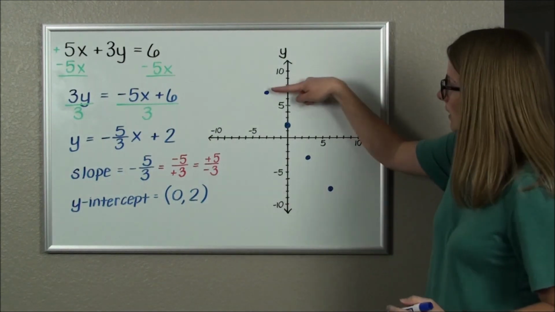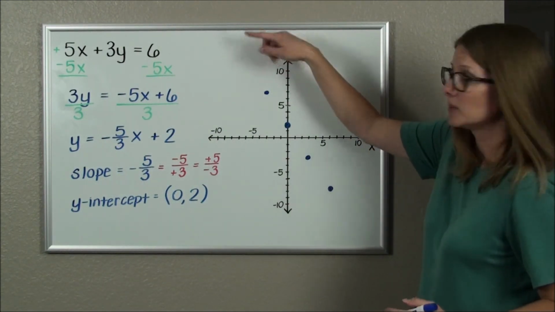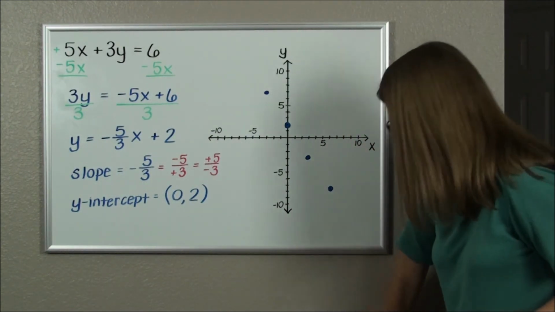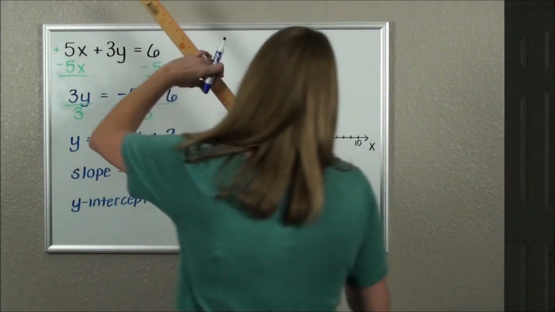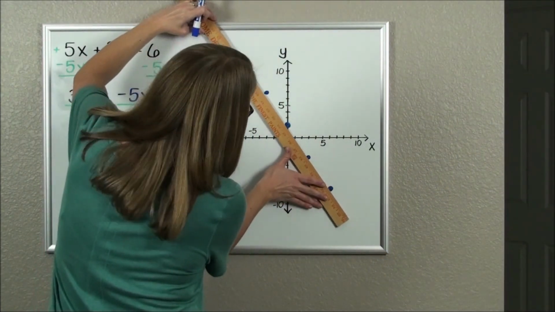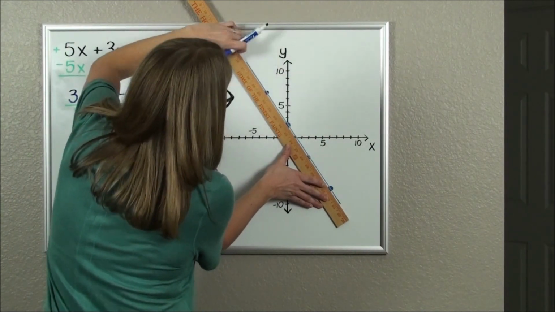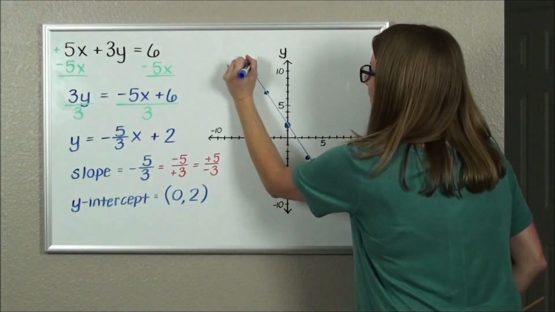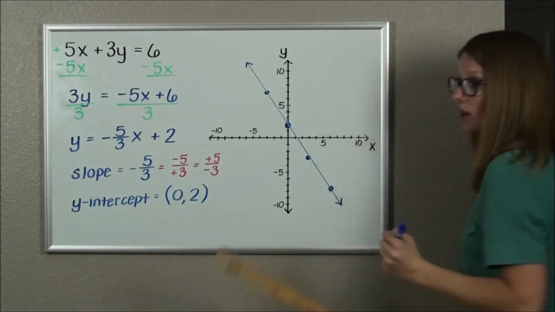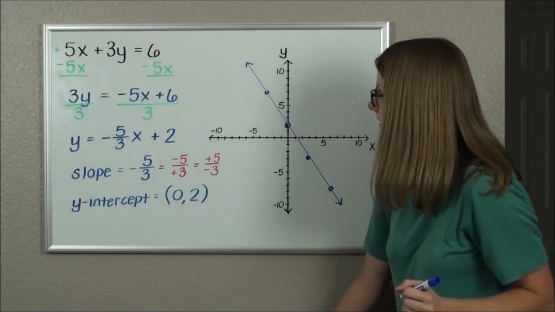And it looks like if I tried to go up 5 from there, I would run out of space. So I've got all the points that I can fit. I will go ahead and connect them using my straight edge. And again, we have to remember our arrows to say this goes on forever in both directions.